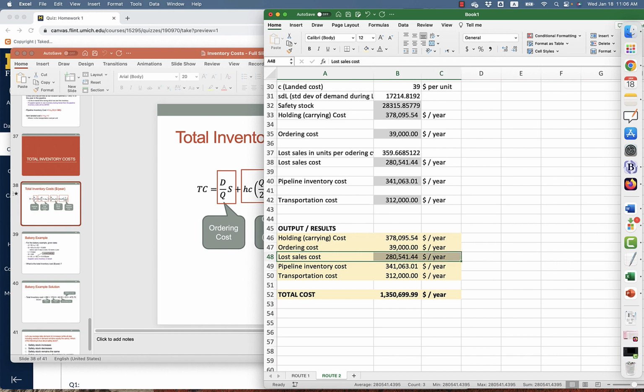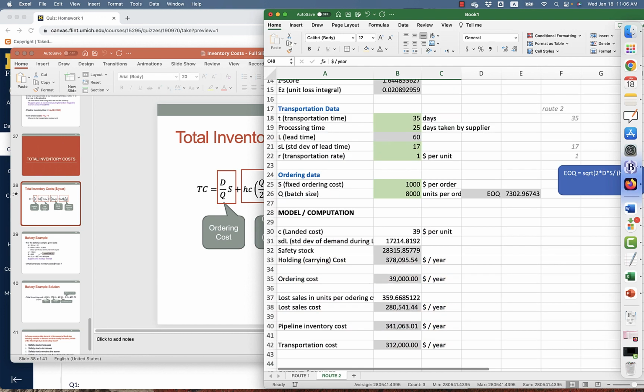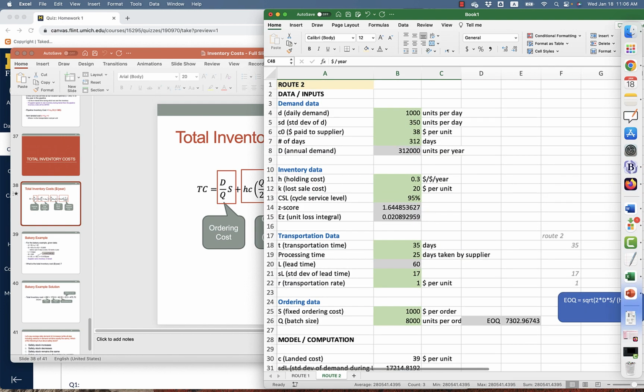So if they are going up in an option, this could also be a red sign that, oh boy, maybe we don't want to go to an option where we have a lot of lost sales, because we could lose customers to competition. Okay, anyway, so now we have done that.